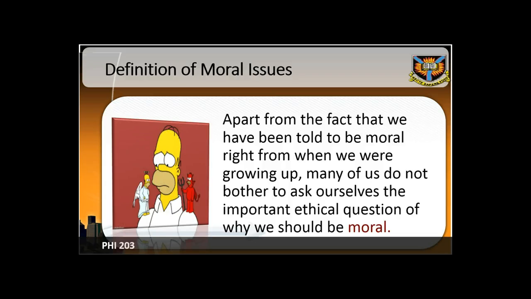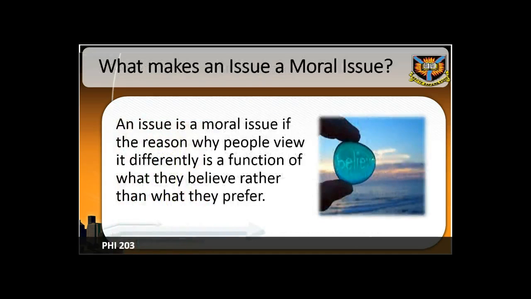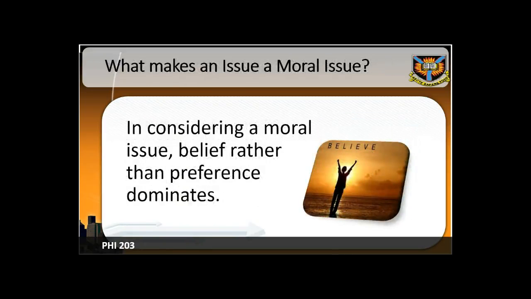What makes an issue a moral issue? An issue is a moral issue if the reason why people view it differently is a function of what they believe rather than what they prefer. In considering a moral issue, belief rather than preference dominates. This is the reason why even if two persons hold opposing views about the issue at hand, their point of disagreement usually stems from their irreconcilable beliefs.